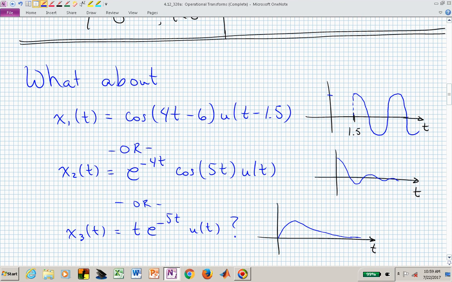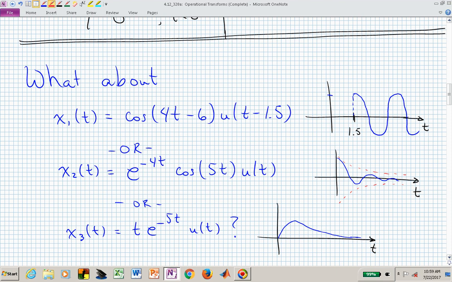In x sub 1 of t, how fast are you shaking? Well, you're shaking at a radian frequency of 4 radians per second. In x sub 2 of t, you're now shaking at 5 radians per second, but in addition to that, at each point in time, you're being decayed by this product of e to the minus 4t with the cosine of 5t, and that then gives rise to this bounding decay of e to the minus 4t connected to the cosine of 5t, and that now makes this cosine waveform exponentially damped.